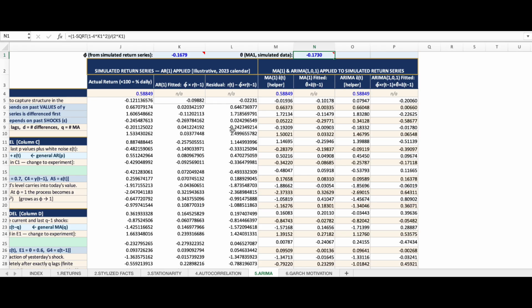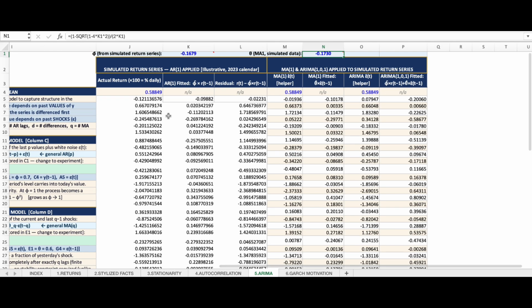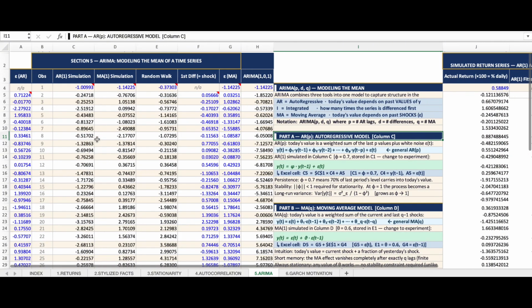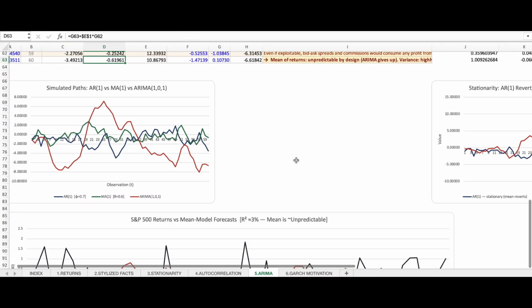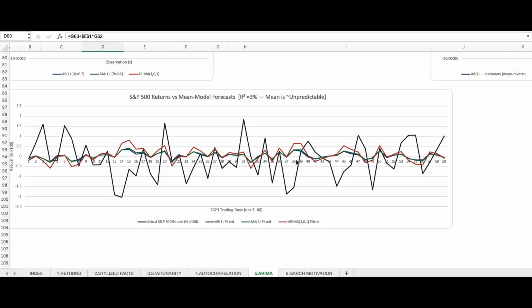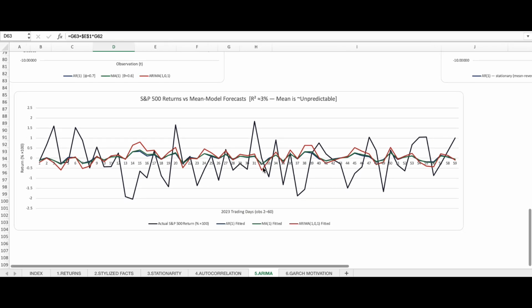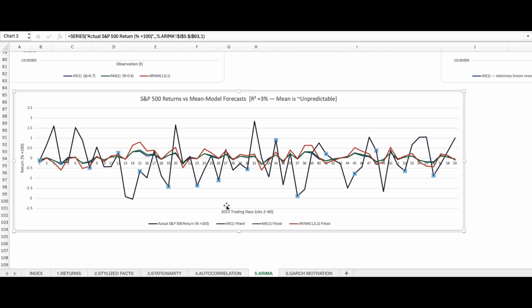Now look at R squared for the AR1 model. It's about 3%. The model explains 3% of the variance in returns. The other 97% is noise that the model cannot capture. Now, you would ask if this is a bad model. Not exactly. It is an accurate model. The data does not have strong mean predictability. A model that claimed an R squared of 50% would be an overfit, or it would be wrong.